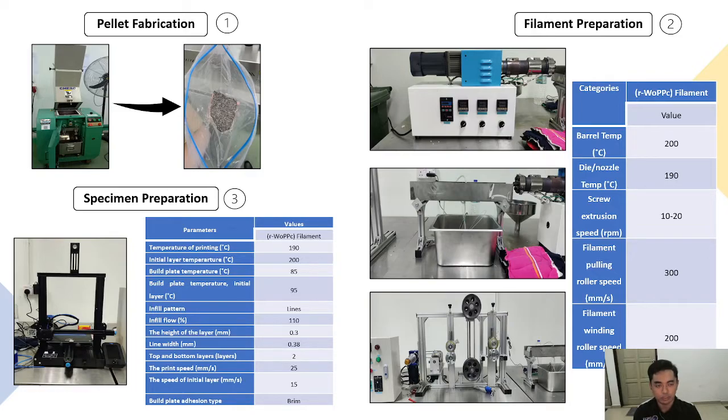In the table for the filament preparation, you can see the temperature of the barrel, temperature of the die and nozzle, the speed of the screw extrusion, the filament pulling roller speed, and also the filament winding roller speed. After finishing the second process, we go to the specimen preparation, where we build the dumbbell shape by using 3D printing FDM. The table shows the characteristics of the machine that we use to build the dumbbell shape.